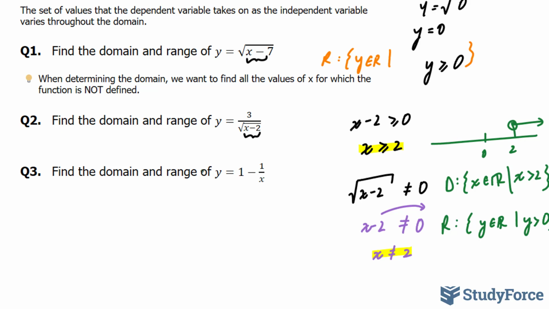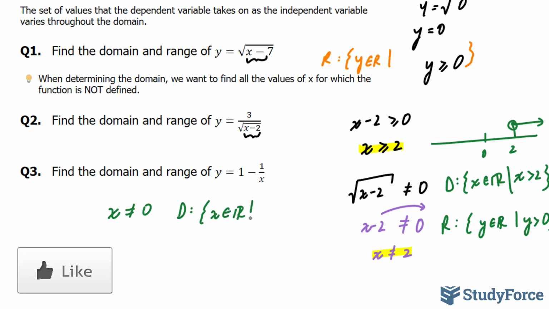And lastly, for question 3, we have the function y is equal to 1 minus 1 over x. The only problem is this x. x cannot equal 0. That's our domain. And you can write it out like this. x includes all real numbers such that x cannot equal 0.